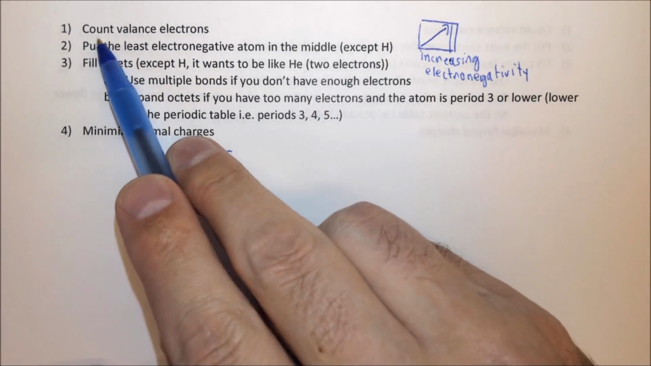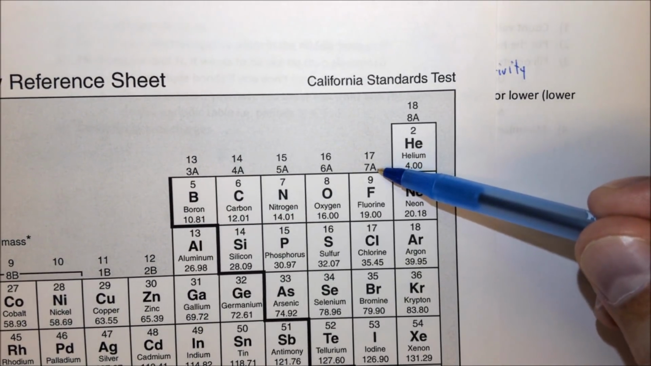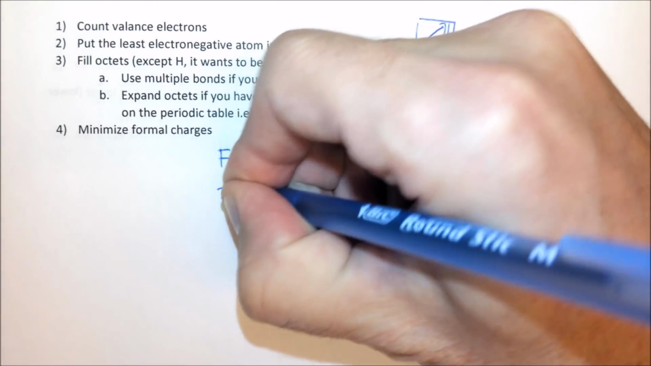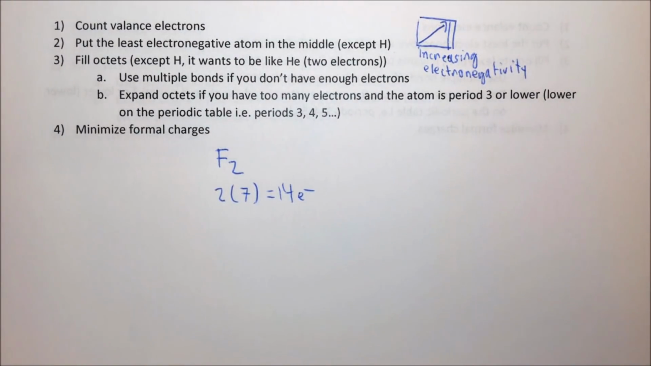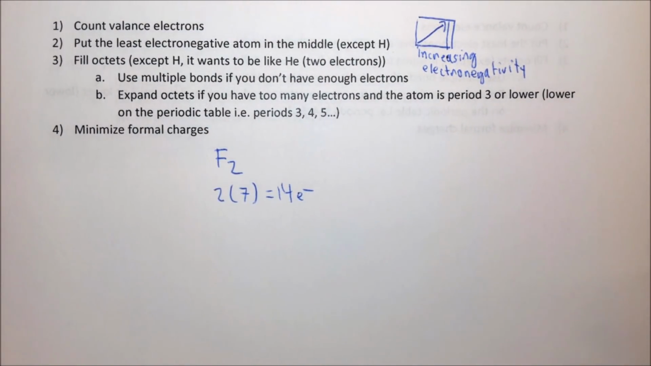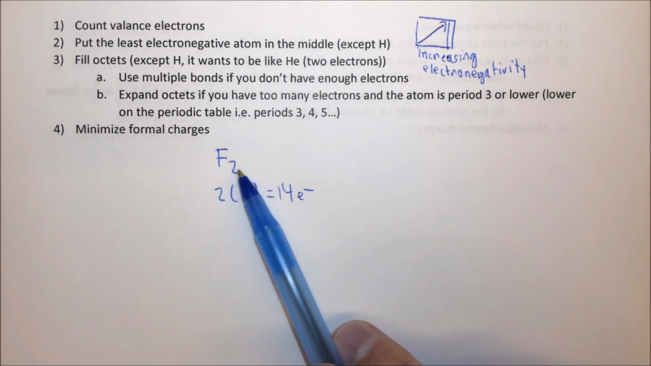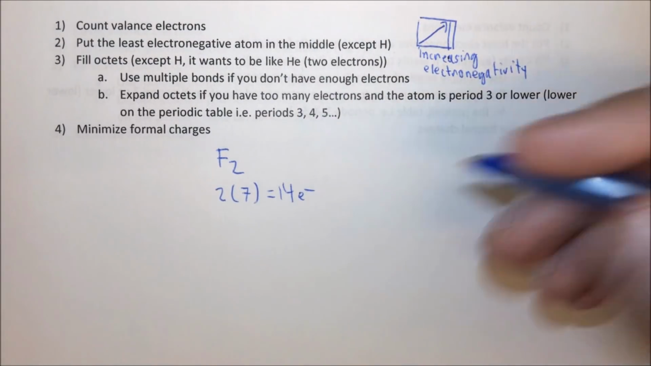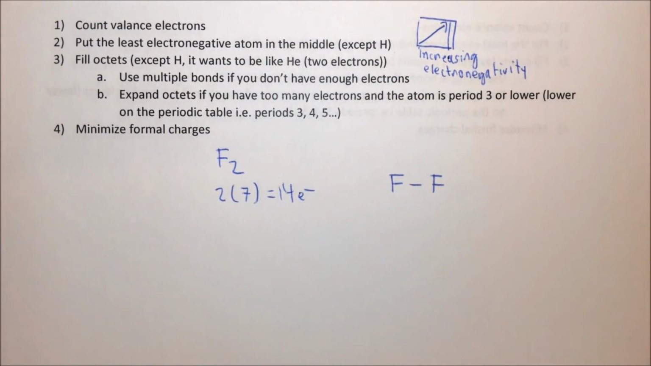So, step 1, count the valence electrons. Well, fluorine's a halogen, as you probably know, so it's in 7A, so it has 7 valence electrons. There are 2 of them, so we have 2 times 7, which equals 14 electrons. So we have 14 valence electrons to consider. Step 2, put the least electronegative atom in the middle. Well, in order to have a middle, you'd have to have at least 3 atoms. And in this case, we only have 2 atoms, so there is no middle. So we simply start by bonding a fluorine to another fluorine. This is where we begin.